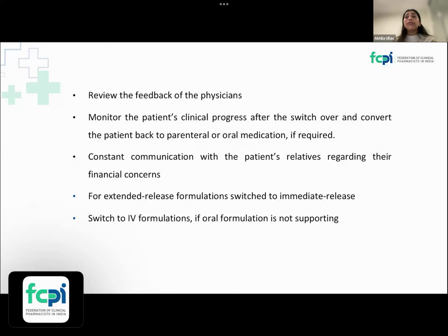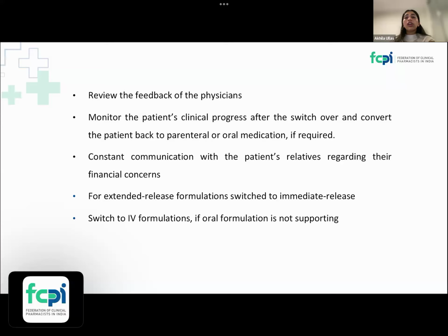And review the feedback of the physician and monitor the patient's clinical progress after switching over, and convert the patient back to parenteral or oral medication if required. After switching also you need to observe the patient, whether the patient is tolerating the route, whether you are getting the appropriate clinical outcome from the patient after switching.